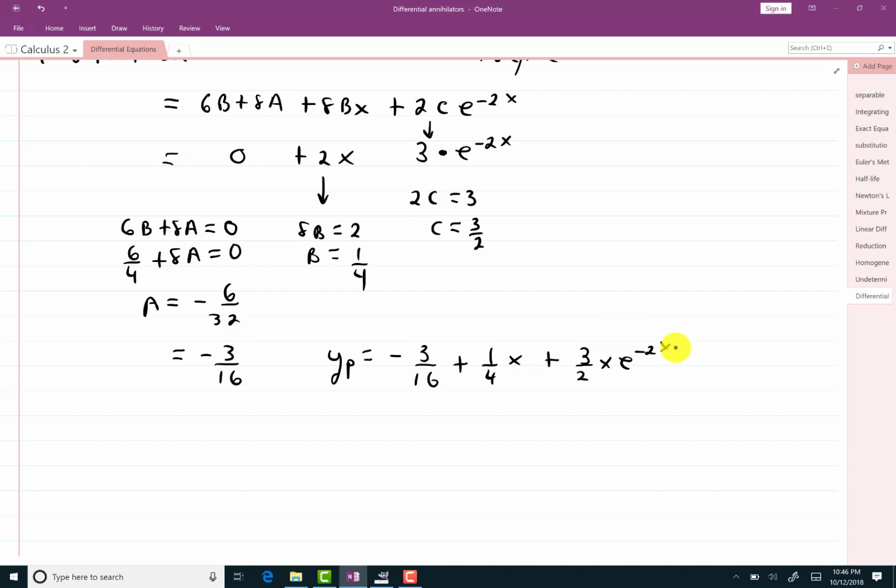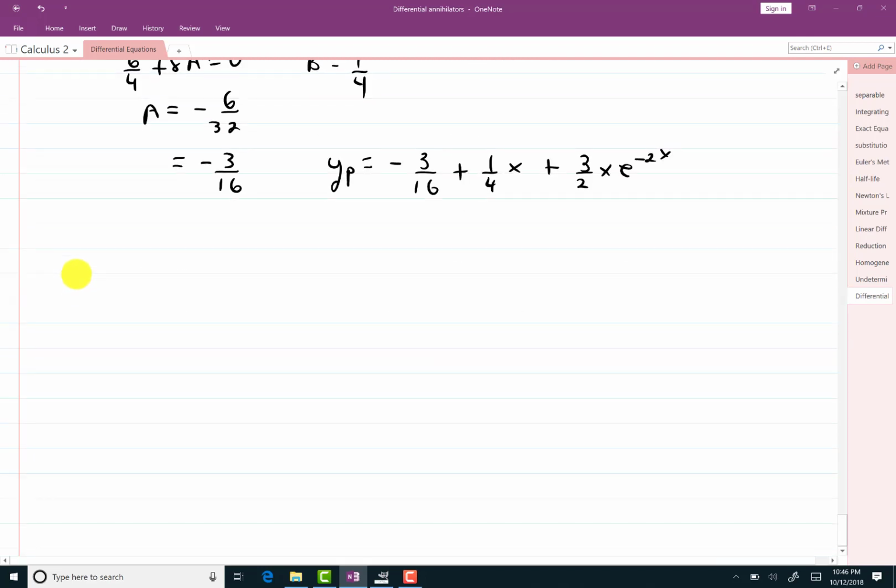Now we're ready for the final example. This one here will be a doozy. There'll be a lot of work involved in it. I'm going to try to do step by step, very slow. And it looks like this. Y triple prime plus 4y prime equals e to the x cosine of 2x.